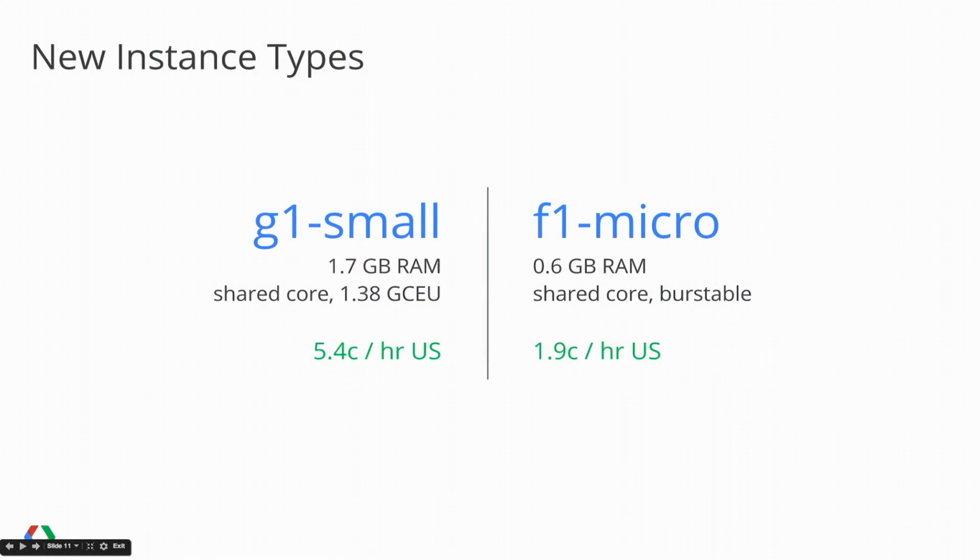And the standard instances are available in 1, 2, 4, and 8 core variants. And the high CPU and high memory instances are available in 2, 4, and 8 core variants. But that's not all. Today, we are also announcing 2 new instance types, our small and micro instances that are designed for workloads that don't need as much processing power. So for example, if you want to run a development or test workload in the cloud, or you just want to experiment, you can do so with these instances for less than 2 cents an hour.